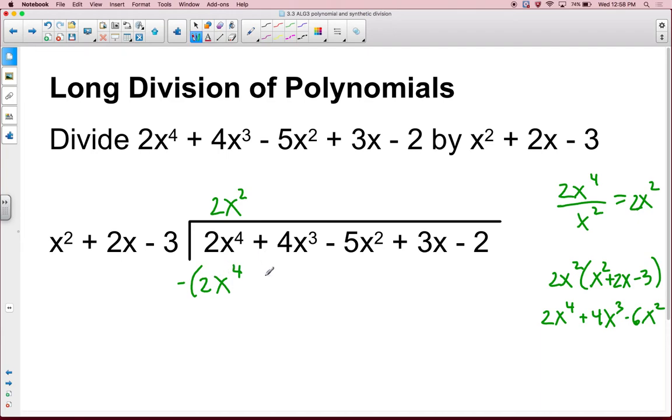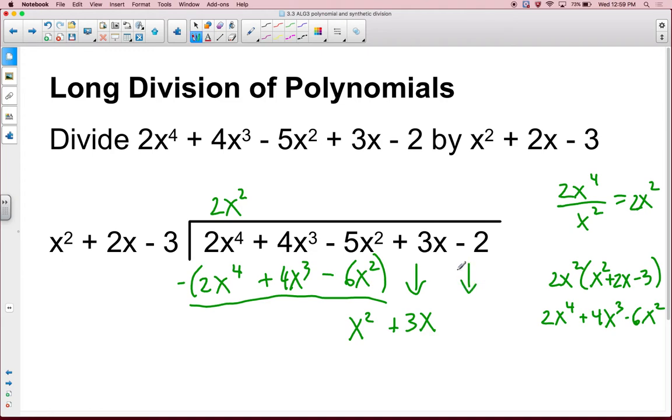So I have 2x to the 4th plus 4x cubed minus 6x squared. Close your parentheses, and we subtract. These will cancel. These will also cancel. We have a negative 5x squared minus a negative 6x squared, which is the same as negative 5x squared plus 6x squared. That will leave me with x squared, a 1x squared. I'm going to bring down both the 3x and the negative 2, because we're dividing it by a trinomial. So, I repeat it one more time.